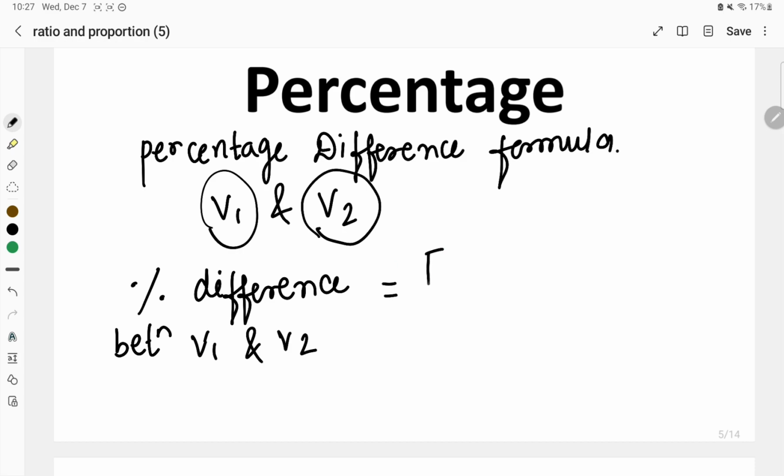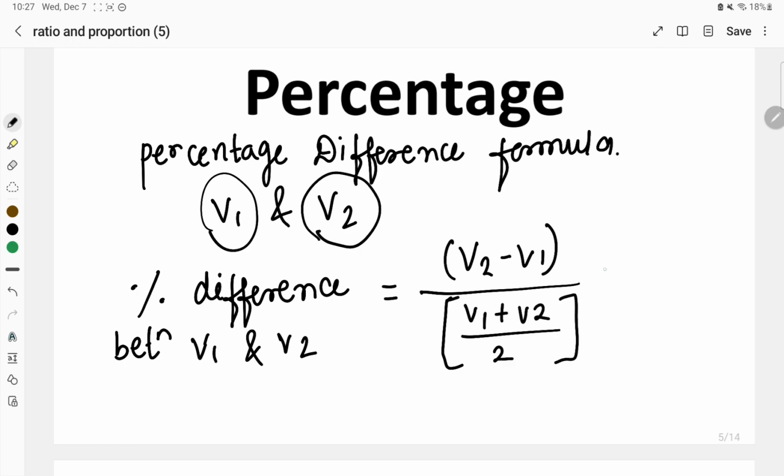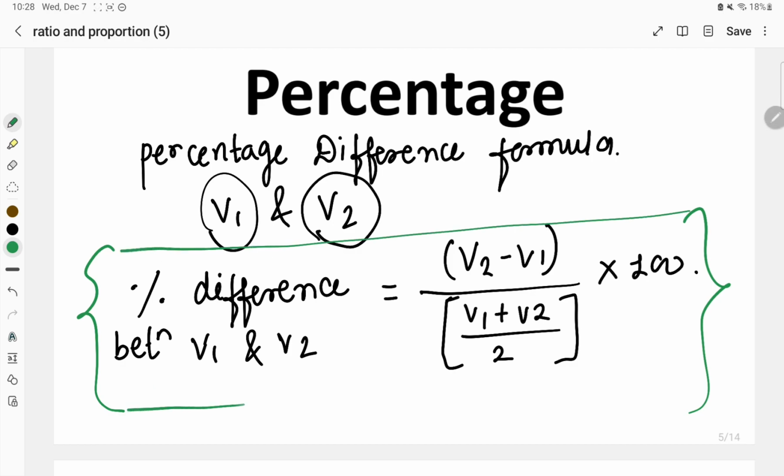So to calculate this, all you have to do is simply take the difference, that is V2 minus V1 upon V1 plus V2 upon 2, into 100. So basically, if in the question they are asking us to calculate the percentage difference between two given values, this is the formula that you will opt for over here. Okay, so this was one formula.